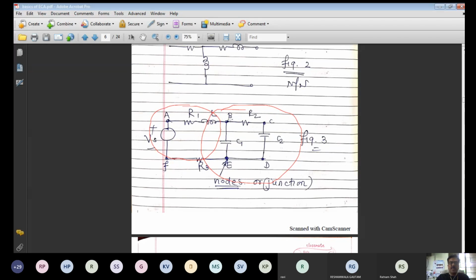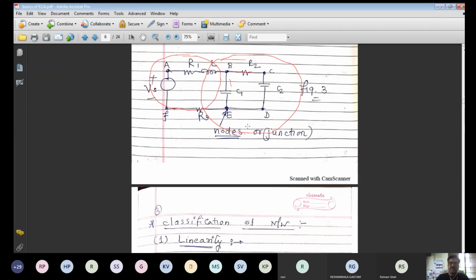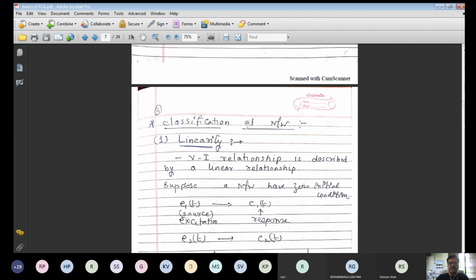Right. Now in a network, the points where more than two junctions meet. Suppose this B point. At this B point, we have three elements, L, R, and C. With these three elements, we can calculate the current in any circuit. Suppose you want to find the current in capacitor C1. You can calculate the current in capacitance C1 using different methods. Some methods you already studied, and some methods we will study in the third semester. So this is the basic circuit.